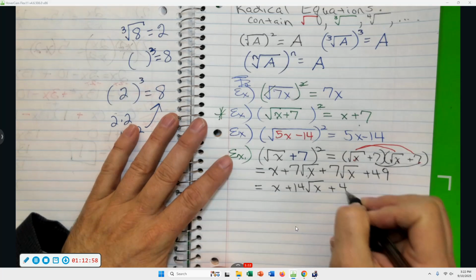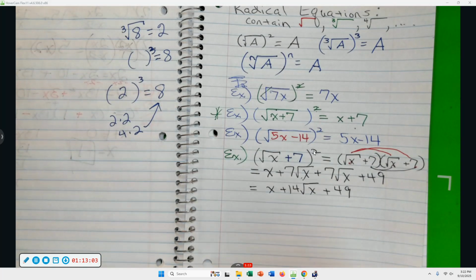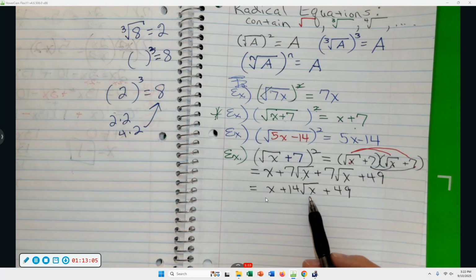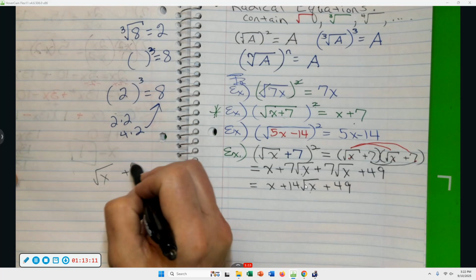I think we squared something. We thought we would get rid of the radical, but did we? We got something worse than what we started with. We started off just with the square root of x and a plus 7.